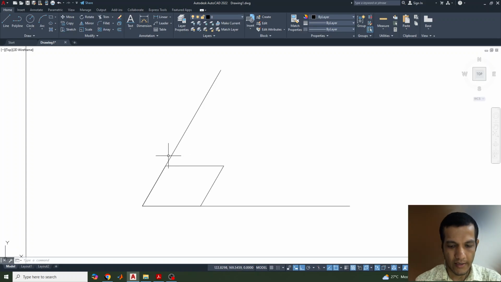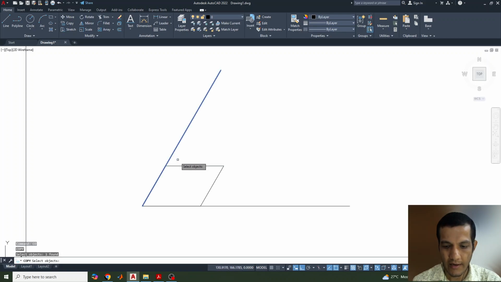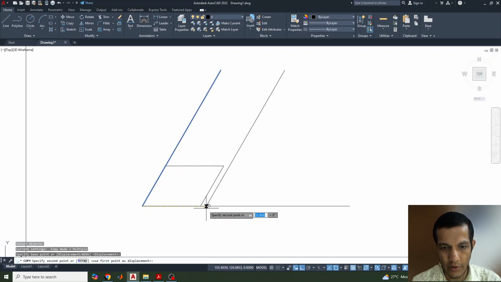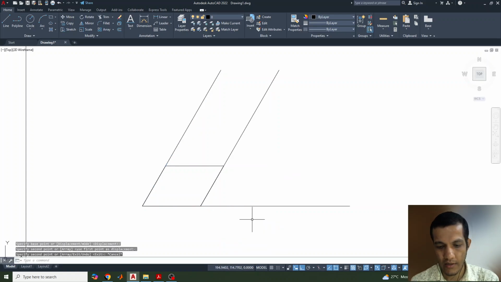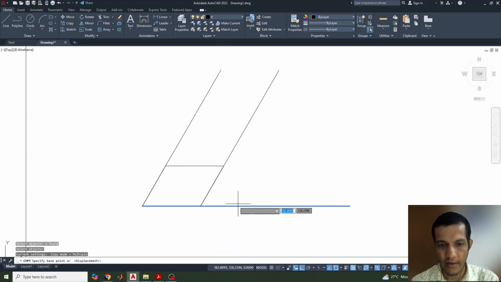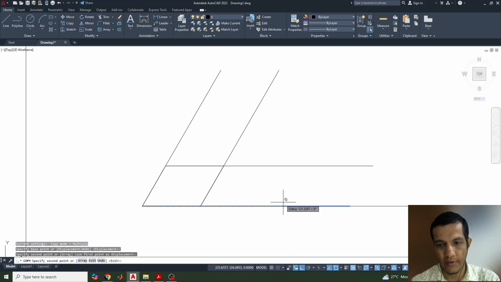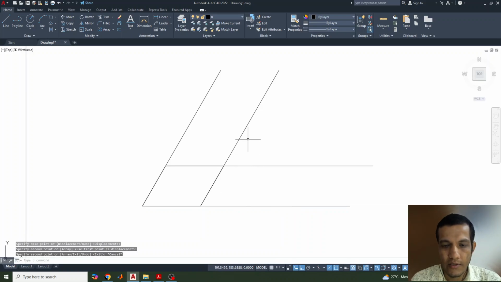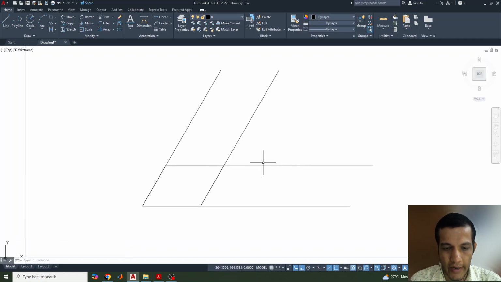So what I'll do directly is go for the copy command, select this line and enter. I'll take it from this point to, and keep it here. Similarly again copy command, enter, select from this base point to, and I'll keep it here. So this is how I have created the P point. I have drawn these two lines.